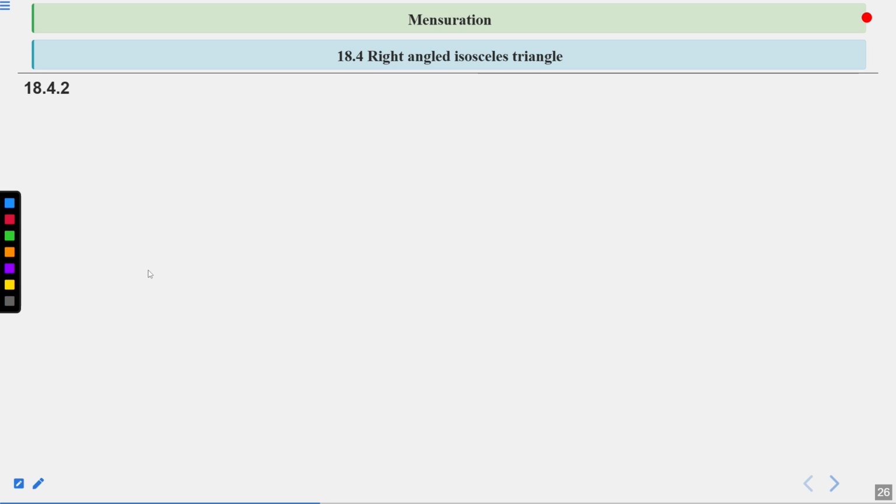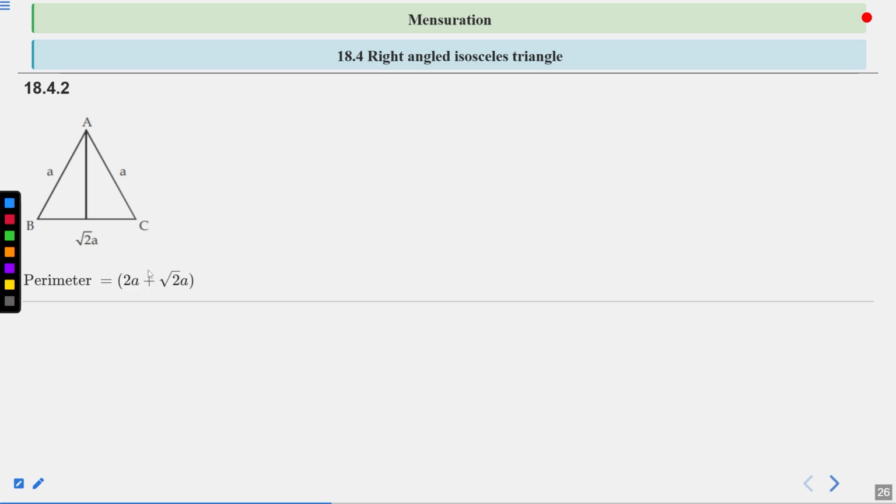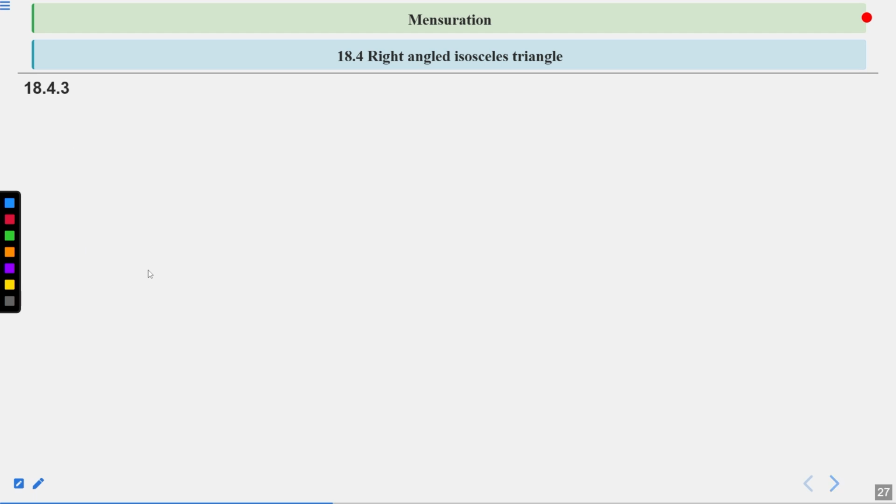Next one is 18.4.2. This is the diagram of a right angle isosceles triangle. So the perimeter becomes 2a plus root 2 a. Next one, 18.4.3, right angle isosceles triangle. So this is the diagram. Now the height will become a upon root 2, where a represents the isosceles side, or we can say the equal sides of the triangle. So we can calculate the height by the formula a upon root 2.